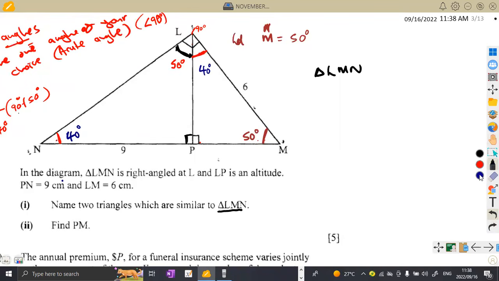Okay, maybe you can just change the marker. Okay, it just saves after some time.